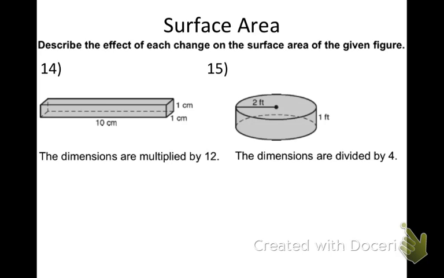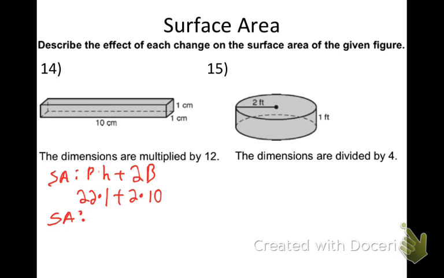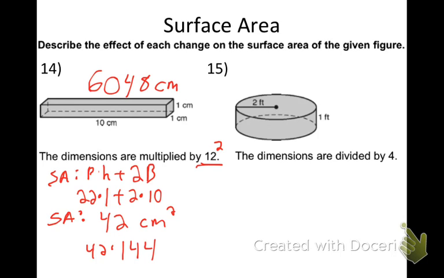So let's say number 14 here. When you work out number 14, you have to find the surface area. The surface area, remember, is perimeter times the height plus 2 of the bases. The perimeter is 22 times the height of 1 plus 2 times the base of 20. Or yeah, the area of base is 10. So I end up with a surface area of, I believe, is it 32? Right? 42, thank you, you're right. So surface area is 42 centimeters squared. Now, if everything is multiplied by 12, what am I going to take my surface area times? What's 12 squared? So I would take 42 times 144, and that gets me my new surface area, is it 6,048? 6,048 centimeters squared. Nice job.